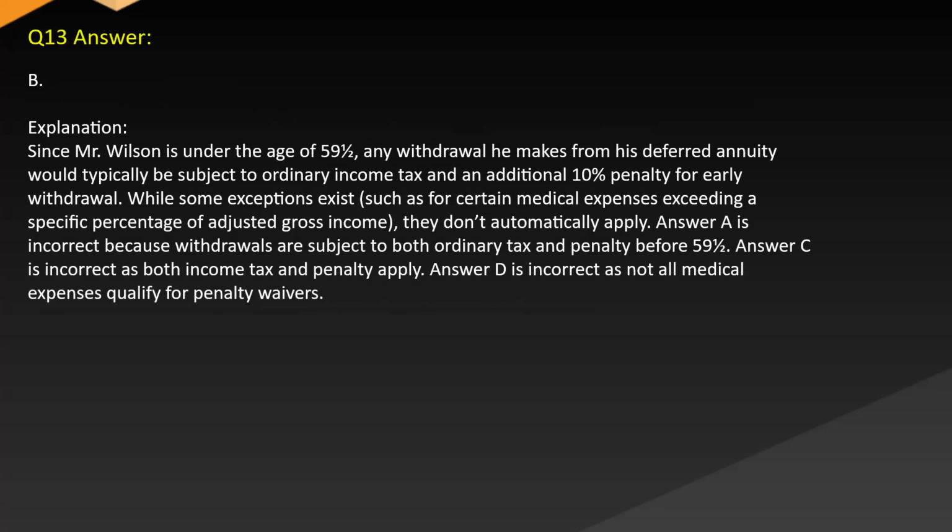Answer B. Explanation: since Mr. Wilson is under the age of 59½, any withdrawal he makes from his deferred annuity would typically be subject to ordinary income tax and an additional 10% penalty for early withdrawal. While some exceptions exist, such as for certain medical expenses exceeding a specific percentage of adjusted gross income, they don't automatically apply. Answer A is incorrect because withdrawals are subject to both ordinary tax and penalty before 59½. Answer C is incorrect as both income tax and penalty apply. Answer D is incorrect as not all medical expenses qualify for penalty waivers.